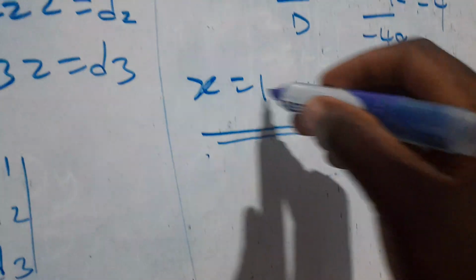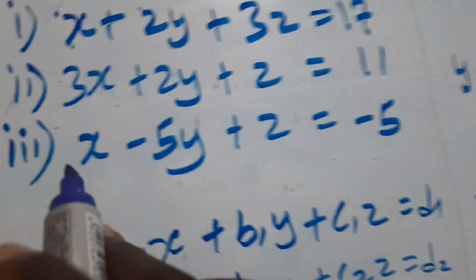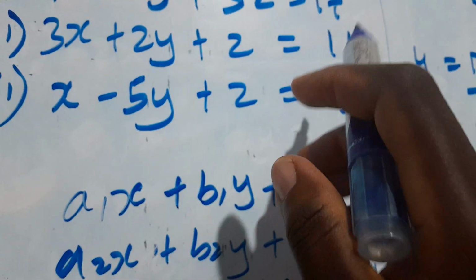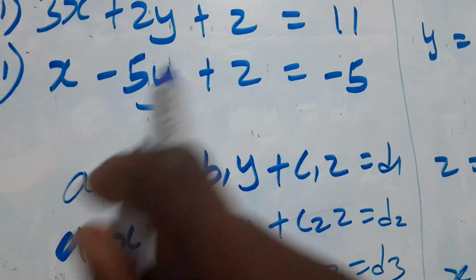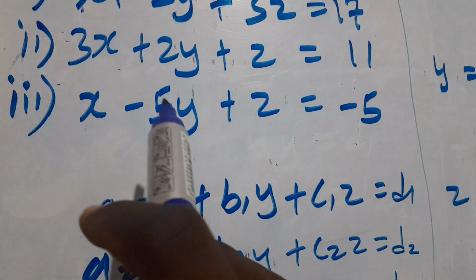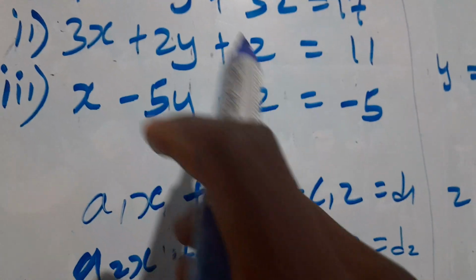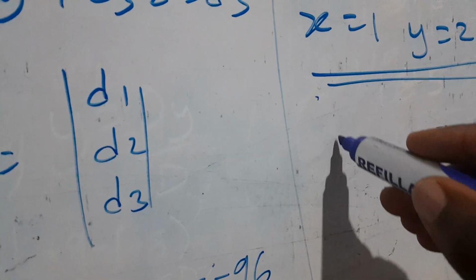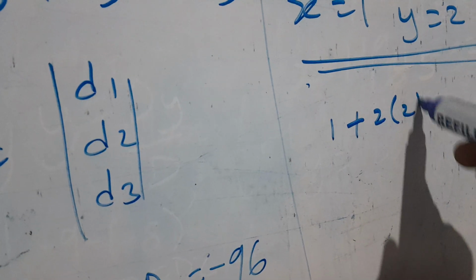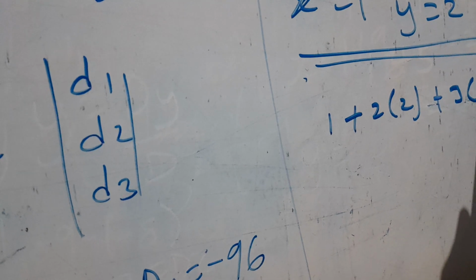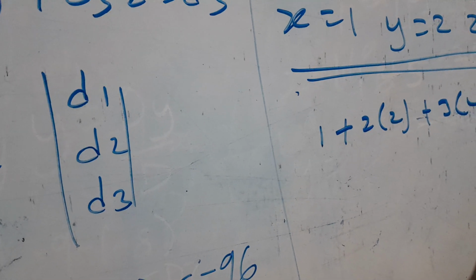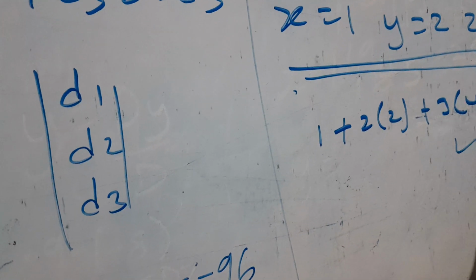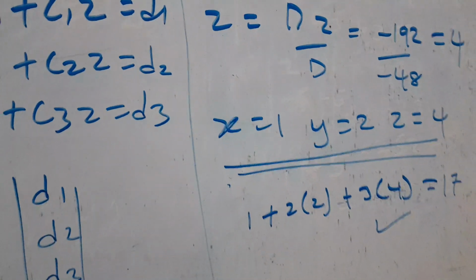If you substitute the value of x, y, and z in our equations 1, 2, and 3, you will find that x plus 2y plus 3z is equal to 17, 3x plus 2y plus z is equal to 11, x minus 5y plus z is equal to negative 5. We can try out and see. Our first equation, let's substitute the value of x. We'll have 1 plus 2 into 2 plus 3 into 4, and that one will give you 12 plus 4 is 16 plus 1, 17, meaning our values for x, y, and z are correct.